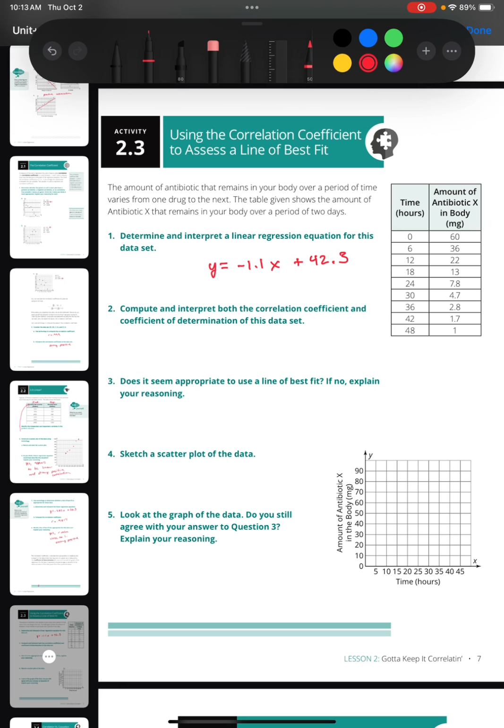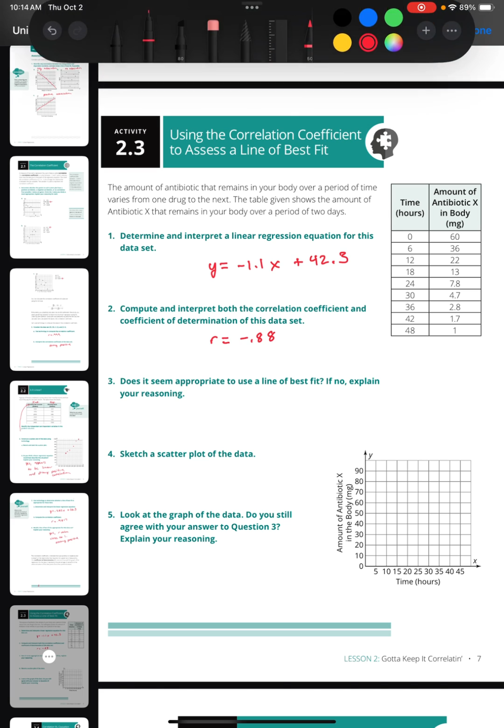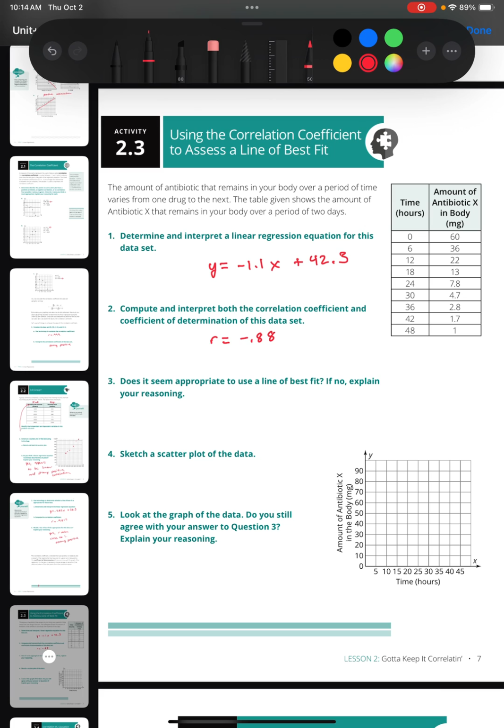I would pause the video, do the regression in your calculator, and make sure you can get that linear regression equation. Now, the correlation coefficient and the coefficient of determination. The r value, the correlation coefficient, is negative 0.88. So we got a pretty strong negative correlation coefficient. But the r squared value is 0.780. So, does it seem appropriate to use a line of best fit here? Okay, I would say no.